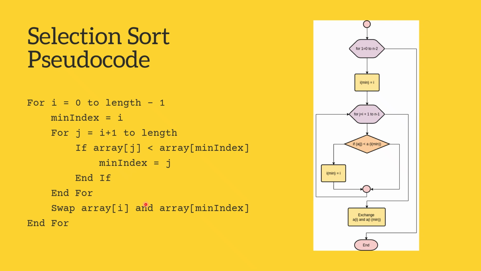i now equals 1. Before, i was 0, now i is 1. But now it ignores everything before that because that part is already sorted. Everything before the index i is already sorted. Everything after the index i is unsorted. And this process continues until all the elements are sorted.